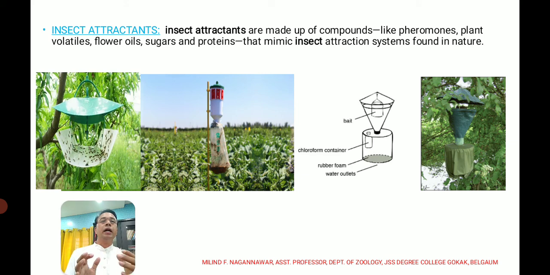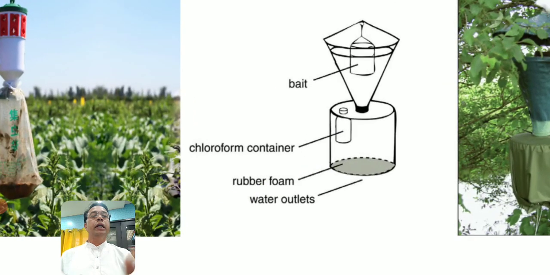Now, these are made up of compounds like pheromones, you know pheromones, is it clear? Plant volatiles, flower oils, sugars and proteins. These mimic the insect attraction systems found in nature. So when these are placed in the agricultural fields, whether pheromones, plant volatiles or flower oils, these compounds will attract the insects, and once they are attracted, they are trapped. The pheromones and others are used as bait, so they get attracted.